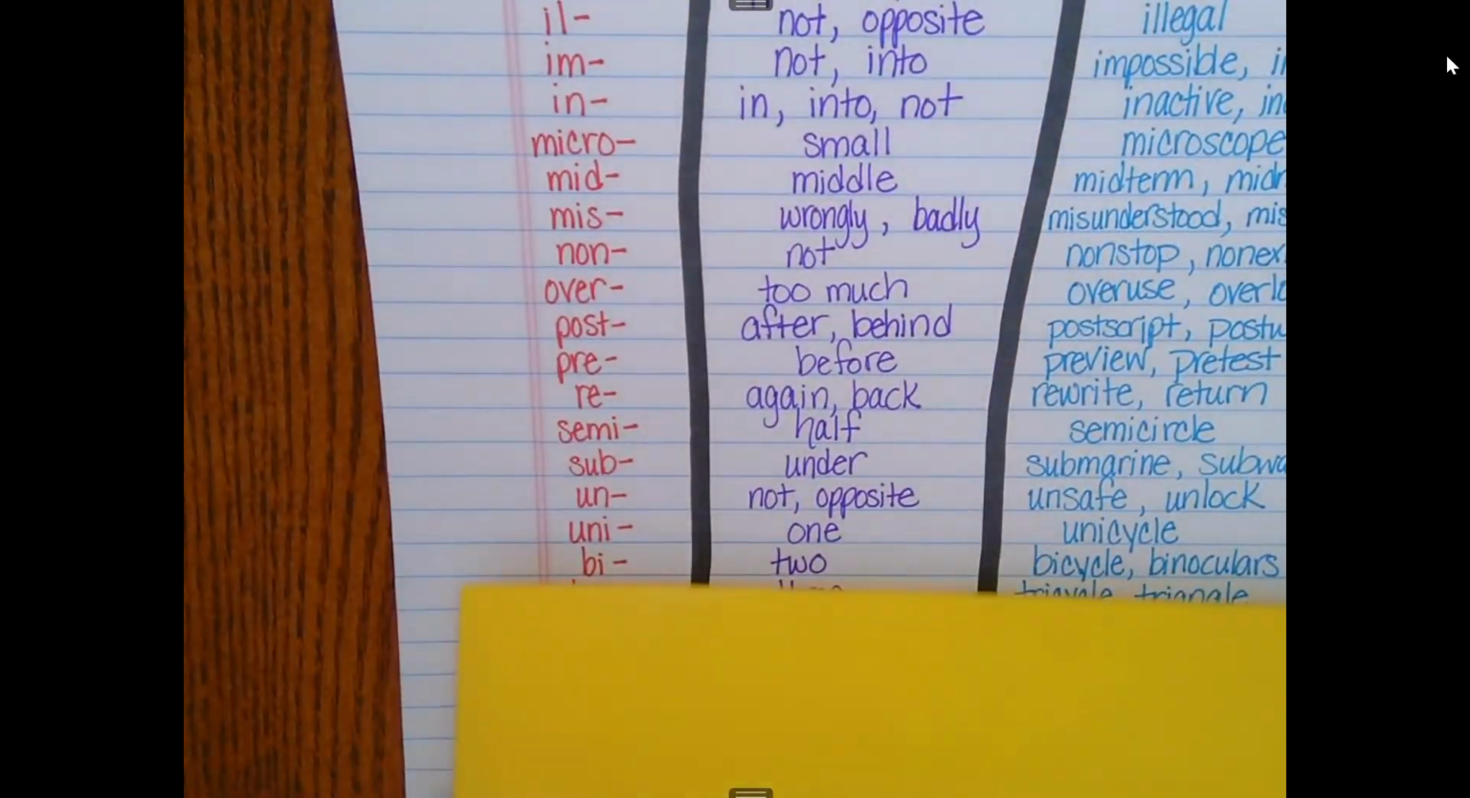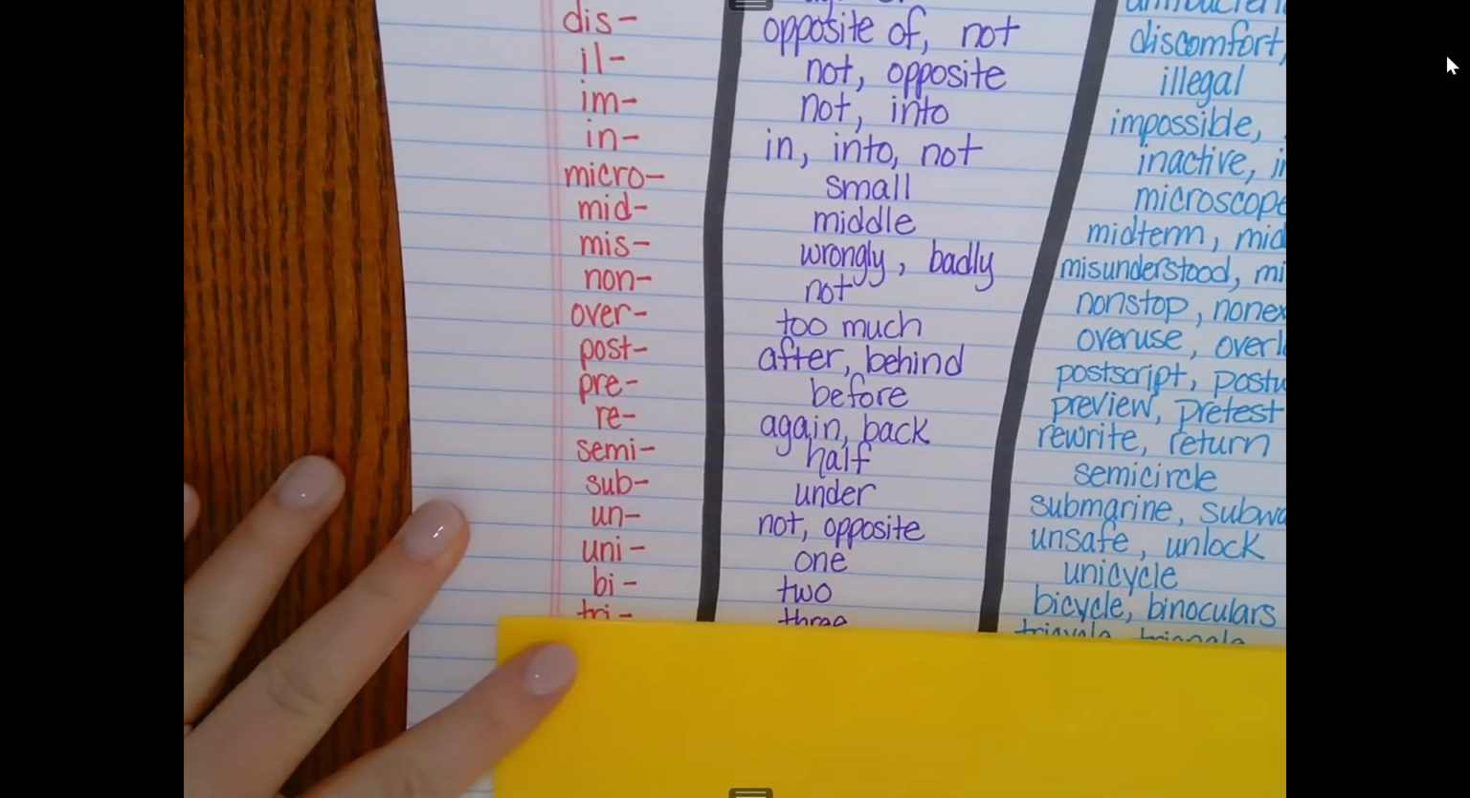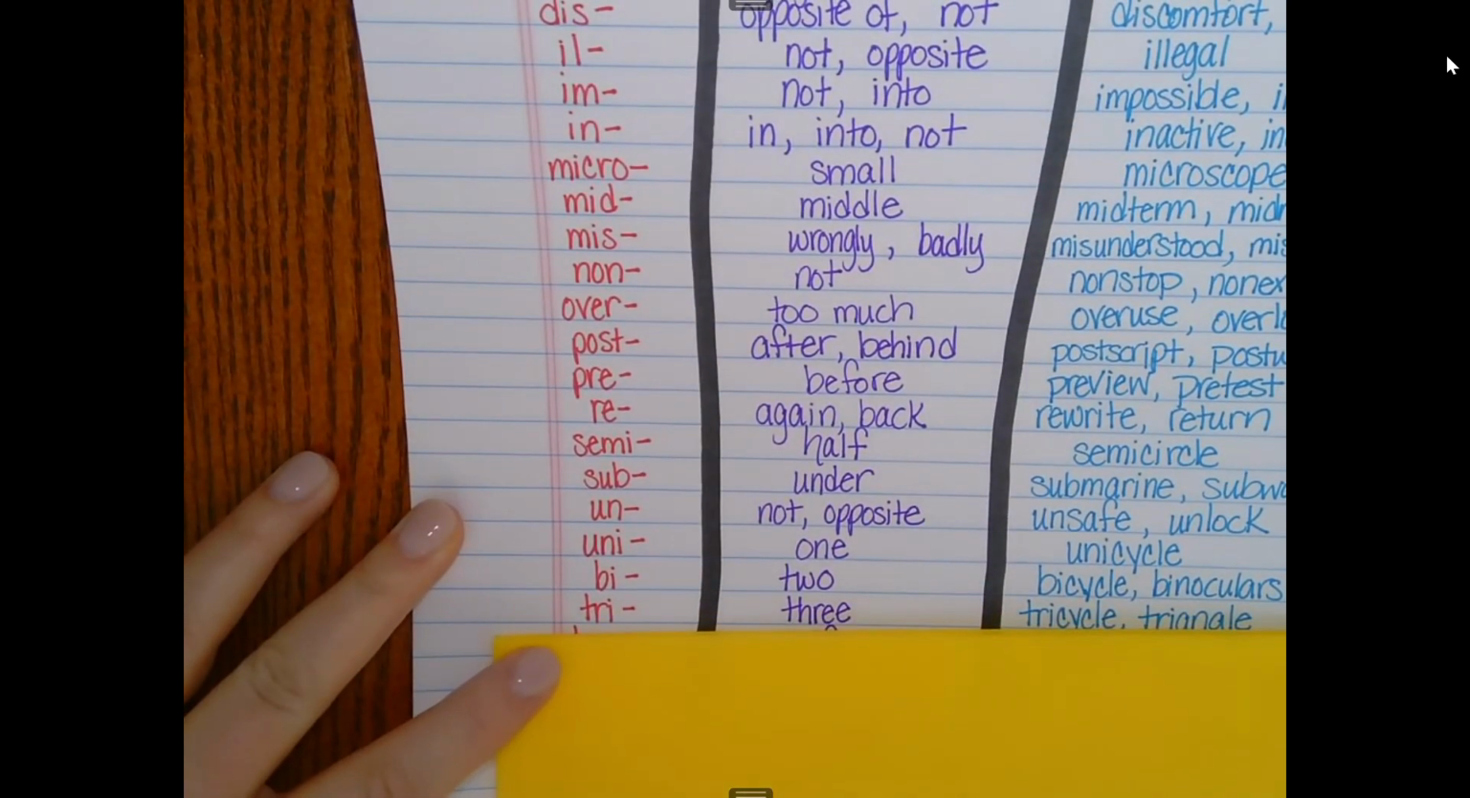All right, we have two more. Tri. The prefix tri means three. For example, a tricycle has three wheels. A triangle has three angles and also three sides.